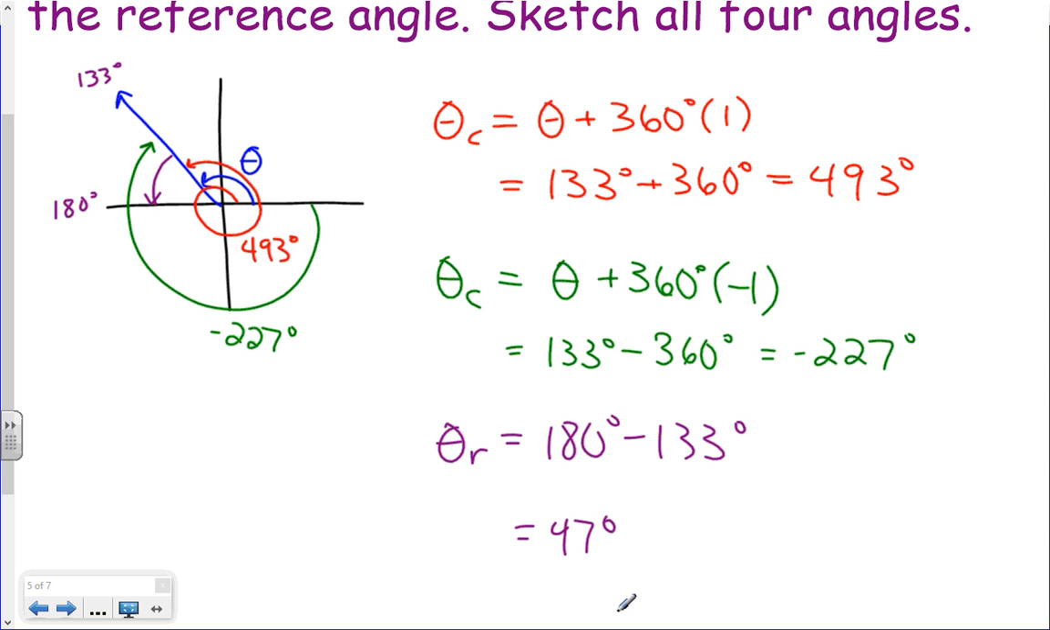And let's go ahead and name that then. I guess I'll have to write over top of this, but it's in the right color at least. Theta sub r is that angle that we've got marked there in purple. Theta sub r, 47 degrees.